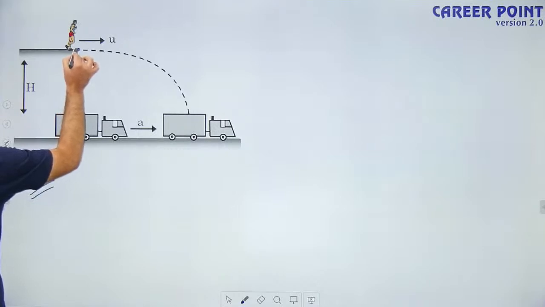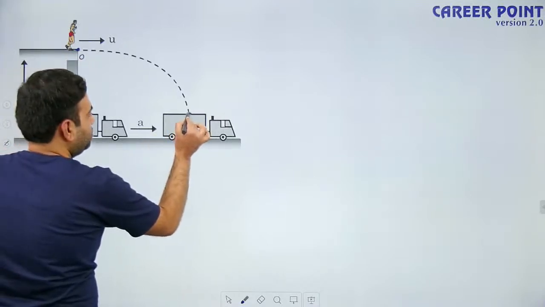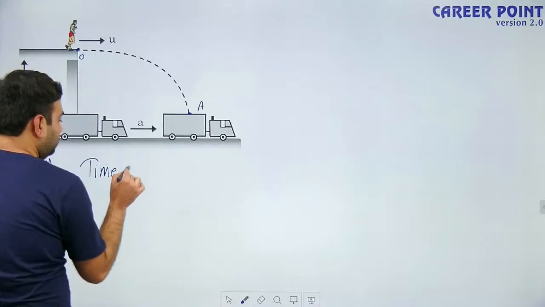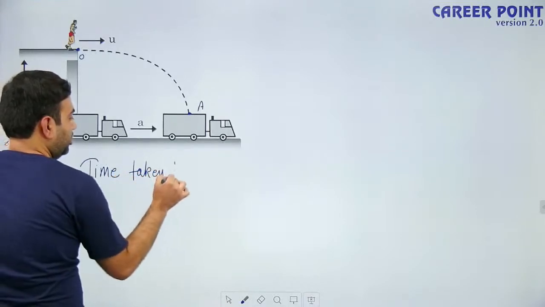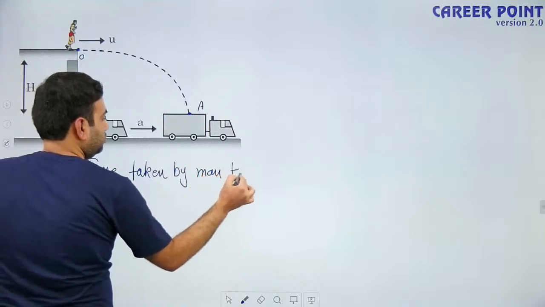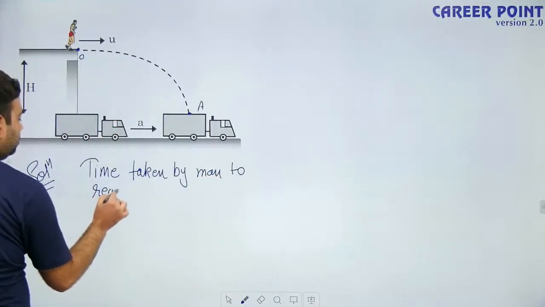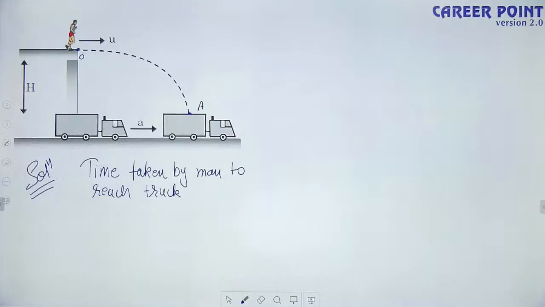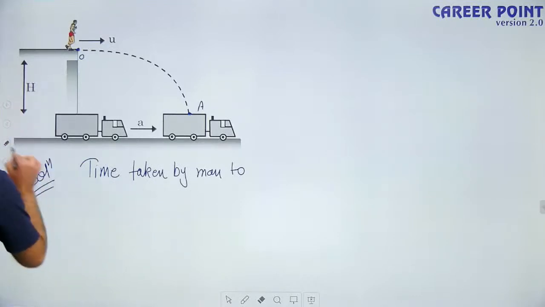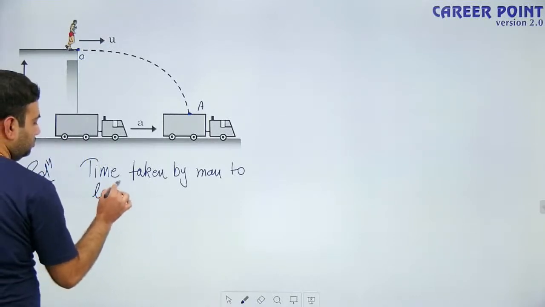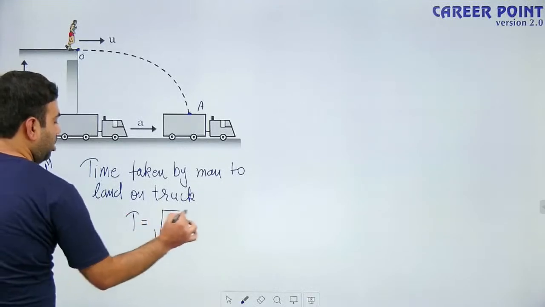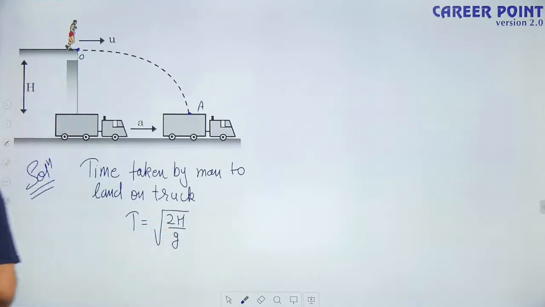See, suppose this is the point of projection O and this is the point where he is going to land. Okay, so if I want to calculate the time taken by the man to reach the truck, to land on the truck, it is equal to under root of 2h by g, that we have already derived.